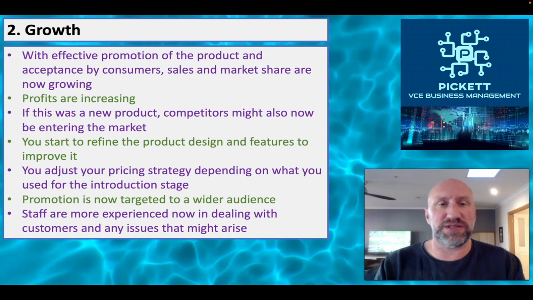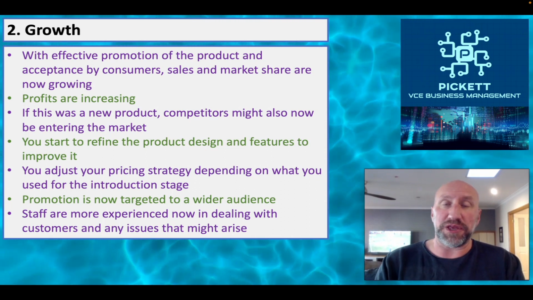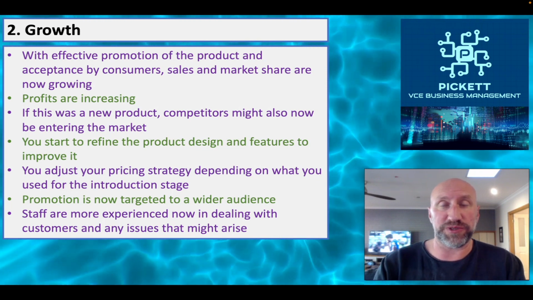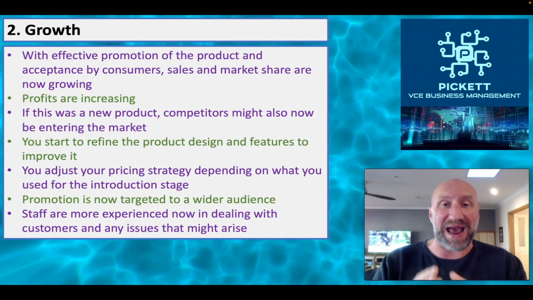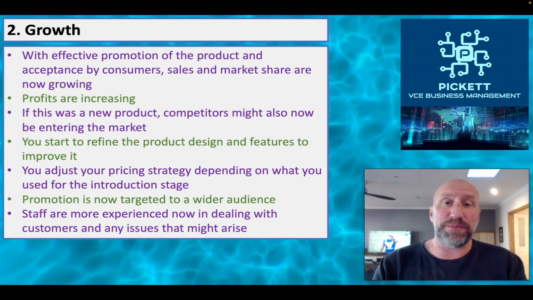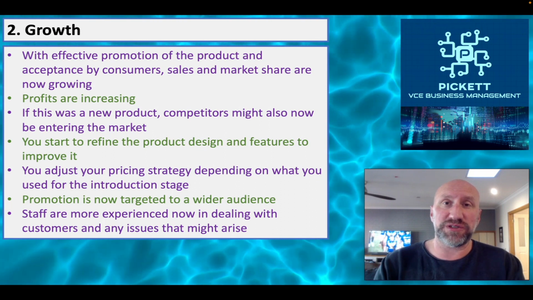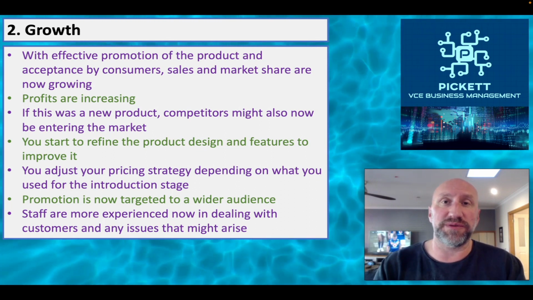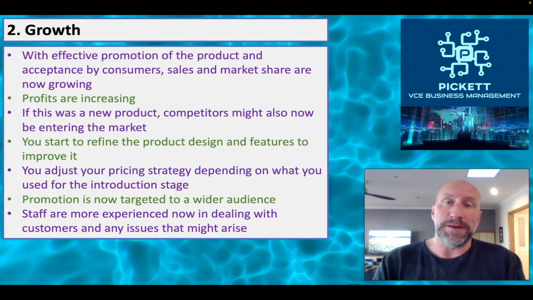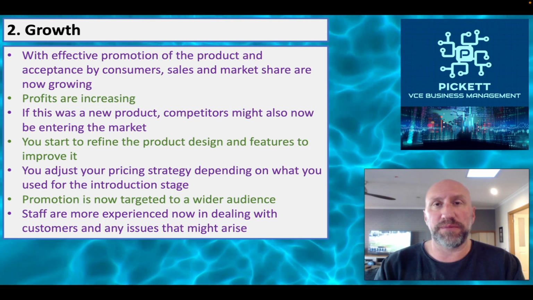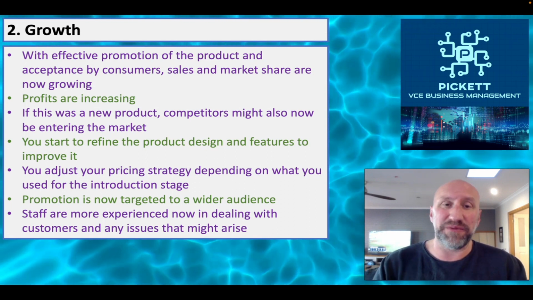That's one of the reasons you might think about legally protecting your product in those early stages as far as possible, so people can't just outright copy it. Then you start to refine the product, maybe product design and features. You know, it's a process. So you might start to make improvements once you've got some feedback from customers, continually trying to improve it and trying to meet those customer needs and wants even better.